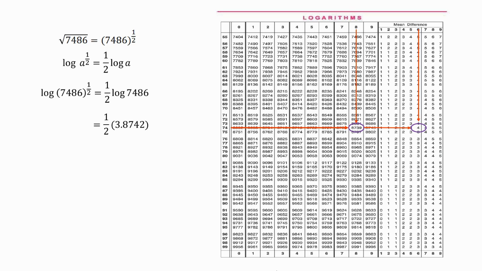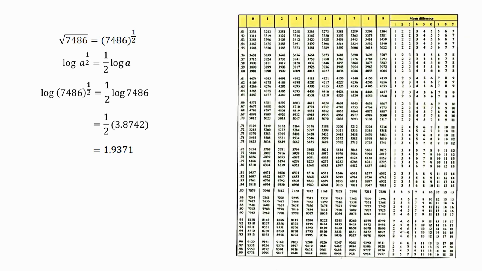Now let's divide the given number by 2, including characteristic. When you divide it, the value comes as 1.9371. Now we need to find out its antilog.